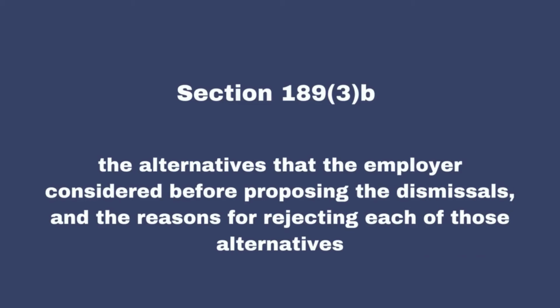Moving on to the second one. Section 189(3)(b): the alternatives that the employer considered before proposing the dismissals and the reasons for rejecting each of those alternatives.